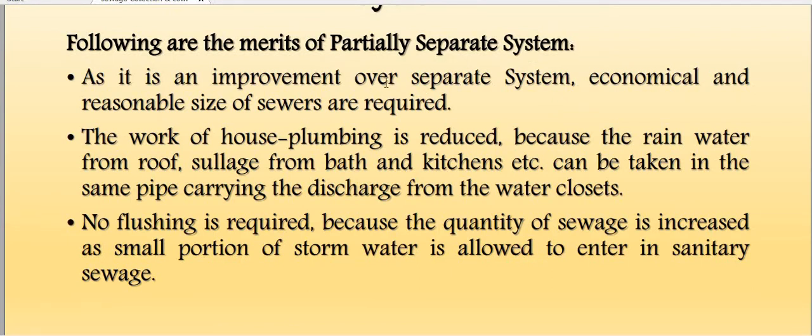As it is an improvement over the separate system, economical and reasonable size of sewers are required. The work of house plumbing is reduced because the rainwater from roof, sullage from bath and kitchens, etc. can be taken in the same pipe carrying the discharge from the water closet. No flushing is required because the quantity of sewage is increased, as a small portion of storm water is allowed to enter the sanitary sewage.